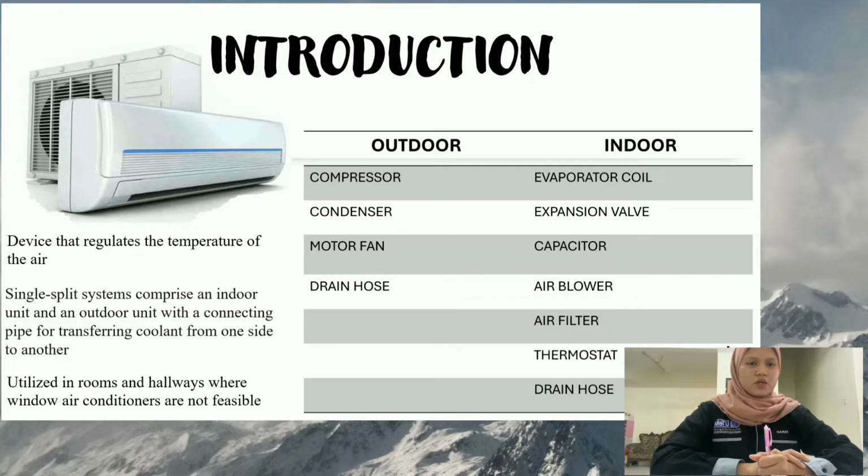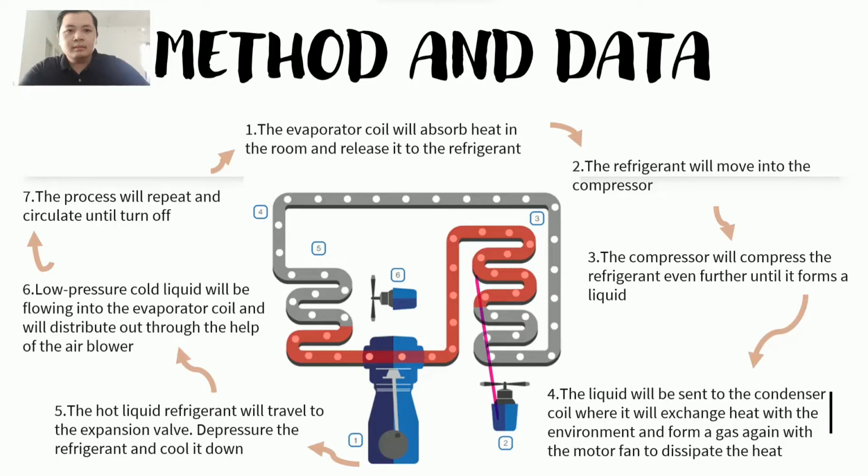It consists of two parts, which are the outdoor unit and the indoor unit. The indoor unit consists of an evaporator coil, expansion valve, capacitor, air blower, air filter, thermostat, and drain hose. The outdoor unit has a compressor, condenser, motor fan, and drain hose.